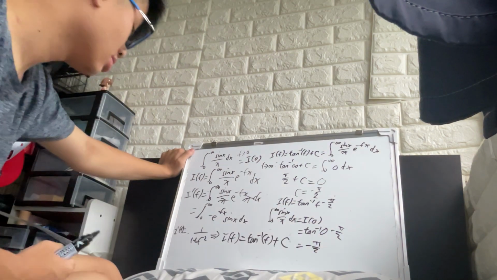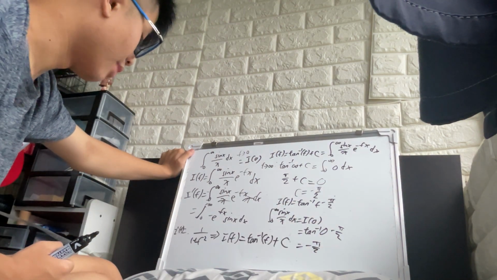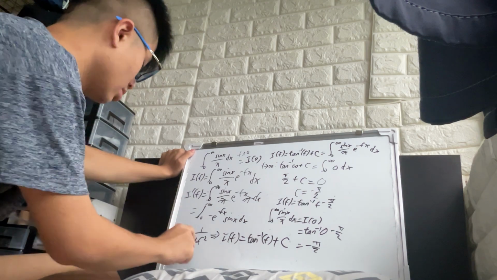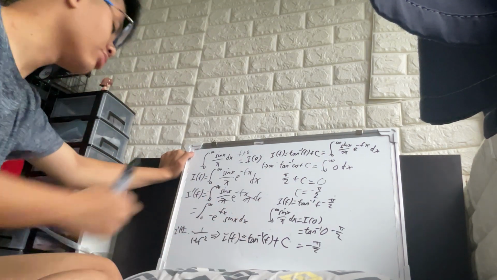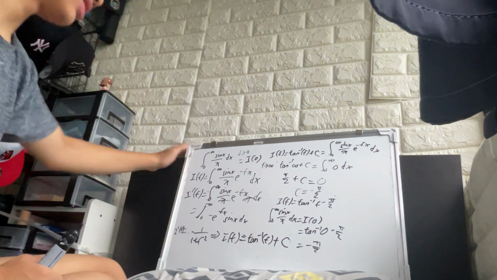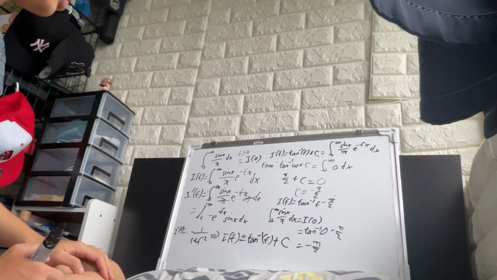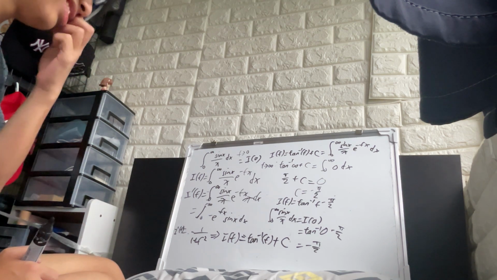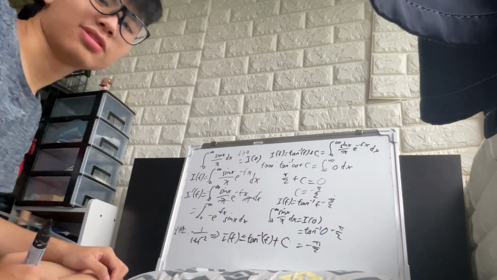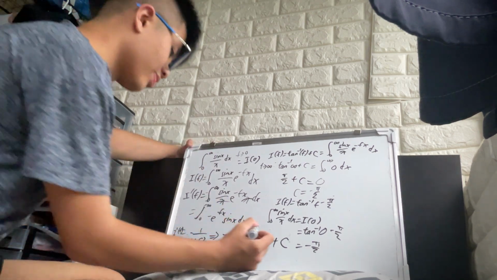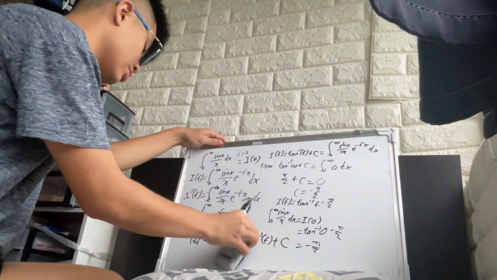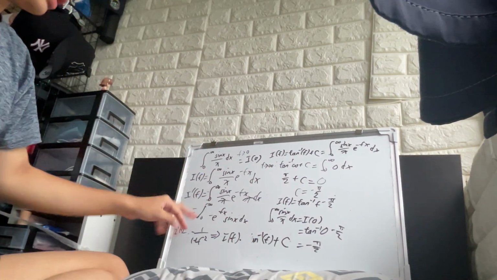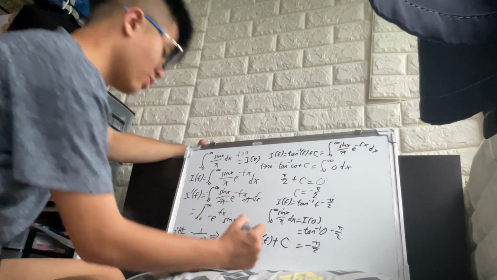Wait a minute. I think I did something wrong here. We should have a negative sign here. Please forgive me, I'm sorry. If we integrate, you get negative 1 over 1 plus f squared. Sorry, I made some mistake.